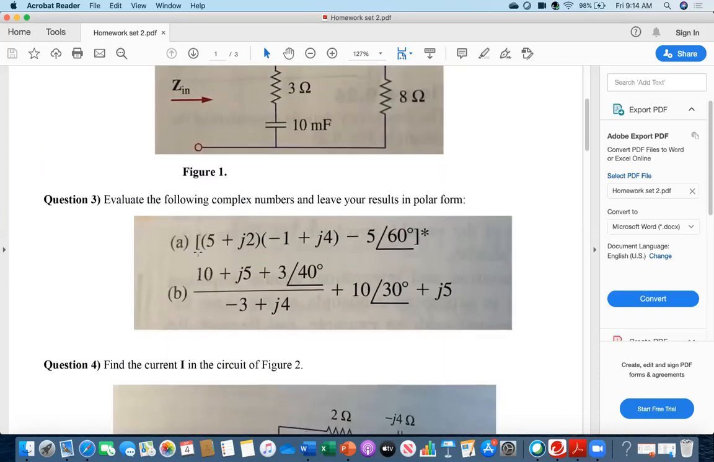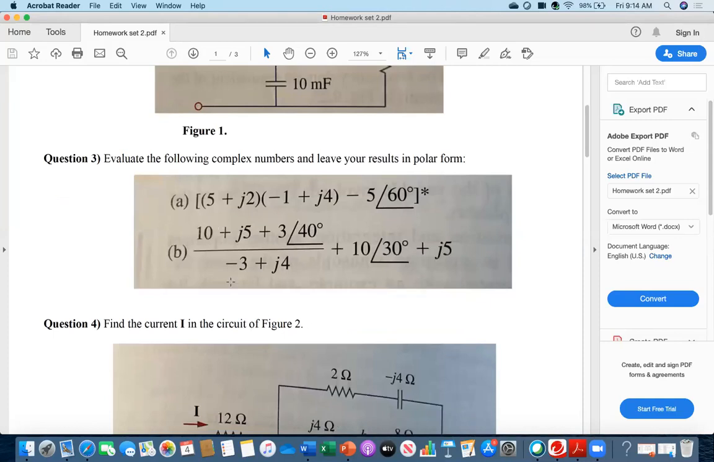Question number 3, those are basically the rectangular or polar conversion. Evaluate and then leave your results in polar form. I mean, you have to put the final result in the polar form. And this star is the complex conjugate sign. This means that first you have to make the whole operation, and then at the end, you have to take the complex conjugate. In this case, first this operation plus this one, then plus this one, and finally leave the result in polar form.